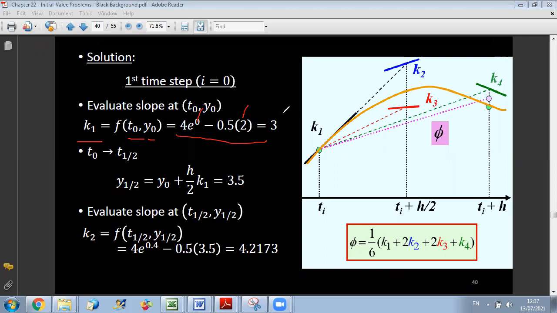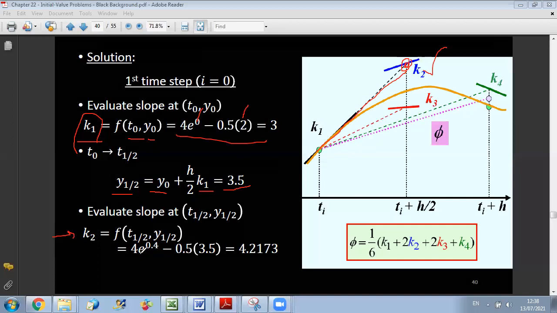We get K1. Once we have K1, we are ready to compute y 1/2. Okay? So now we say that y half is y0 plus h over 2 times K1, because we are drawing a line of slope K1 and we are moving a step of h over 2. Therefore, y 1/2 will be y0 plus h over 2 K1. We find y 1/2. Once we find y 1/2, we are ready to compute K2 to evaluate the slope at this point. So we evaluate the slope at t half, y half.